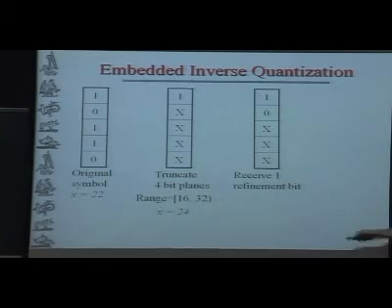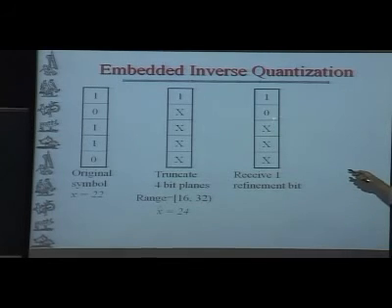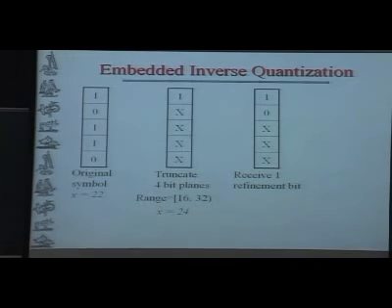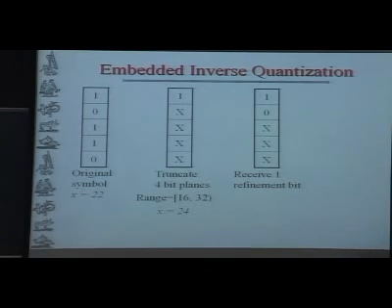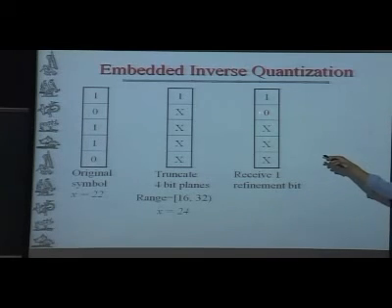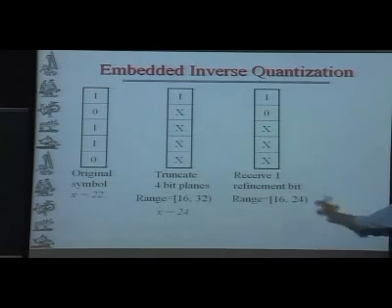What is my range now? It's still 16 to 32, correct? But since I receive a 0, I'm going to be able to guess that it's in the lower half of 16 and 32. It cannot be in the upper half. If it's in the upper half, I should receive a 1. Correct? So I'm going to be able to guess that my range is now 16 to 24.